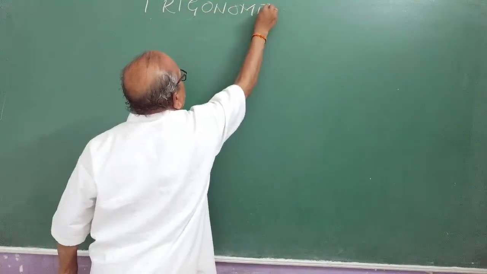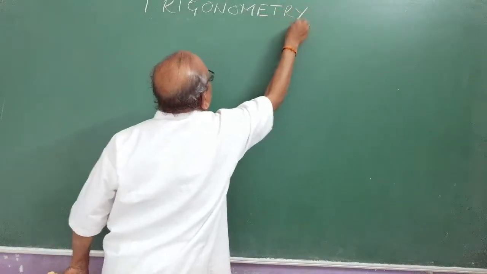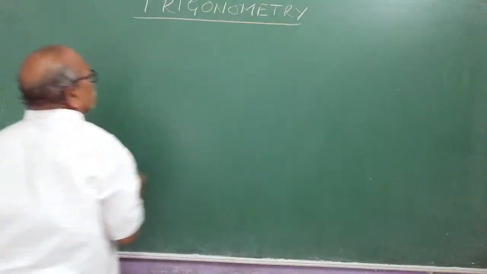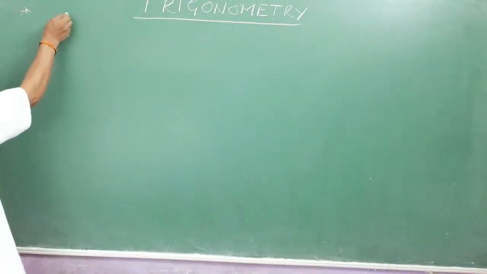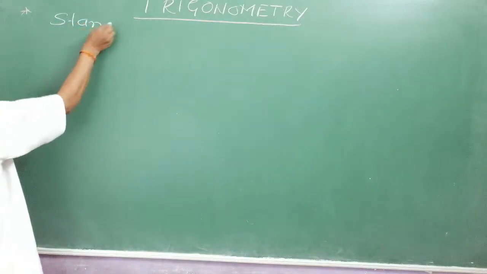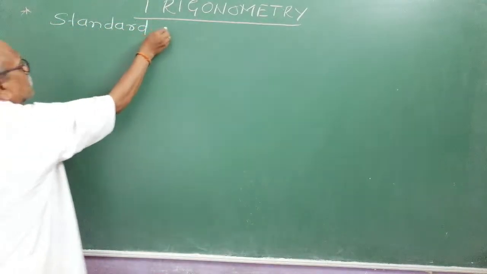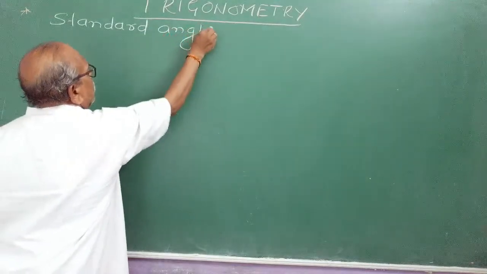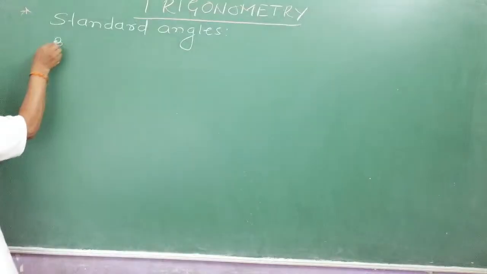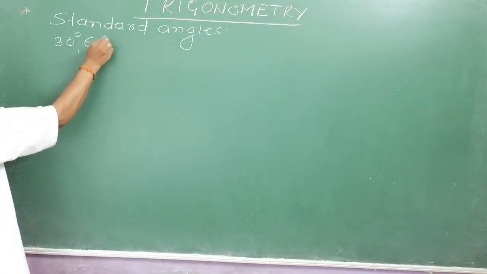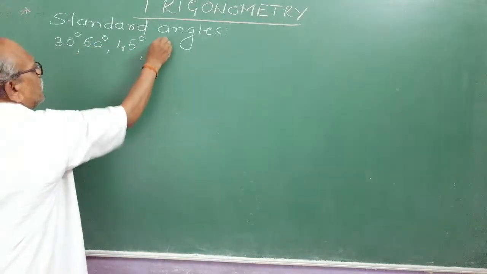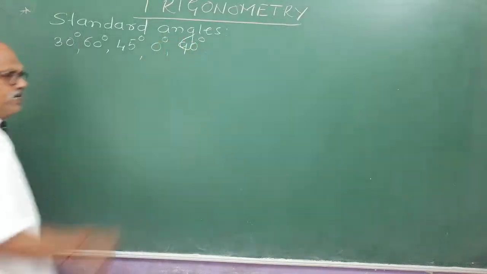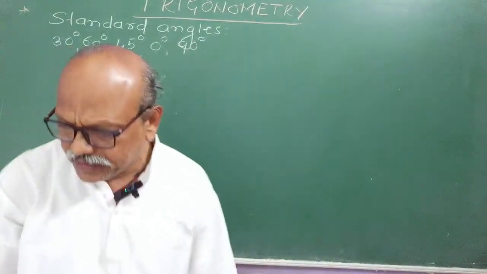In the last class, we studied all trigonometric standard angles. We are learning the topic standard angles. We completed the standard angles of 30 degree, 60 degree, 45 degree. Now we are left with 0 degree and 90 degree. We'll complete it. Then we'll see some numericals today. Okay.